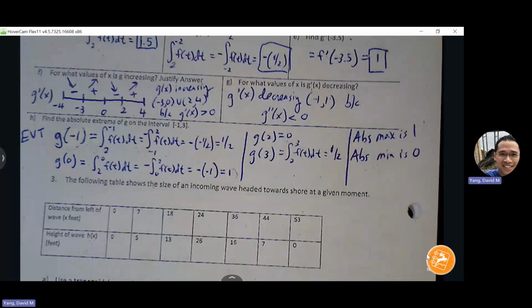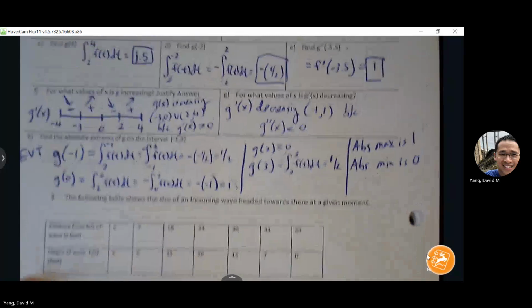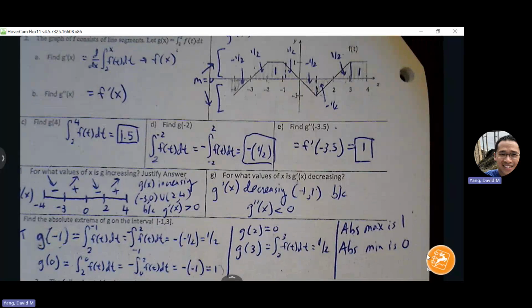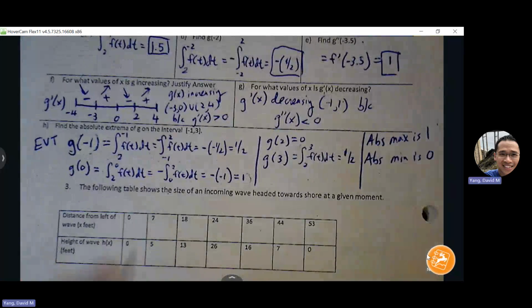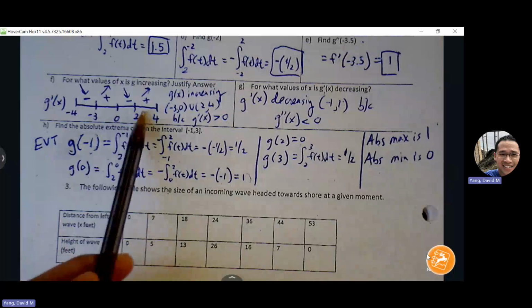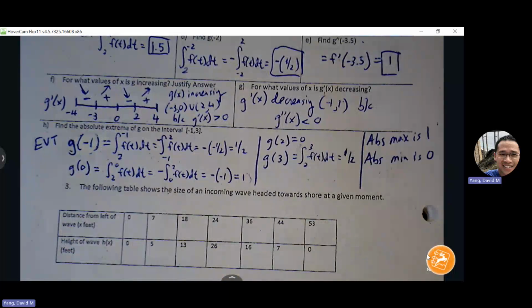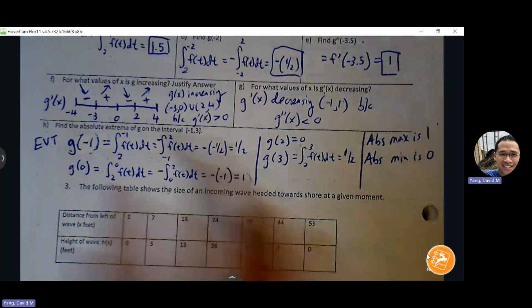Why did we skip 1? All right, so 1 is not a critical point. So if it's not a critical point, then it can't be a max or min. Yeah, it's a good question.